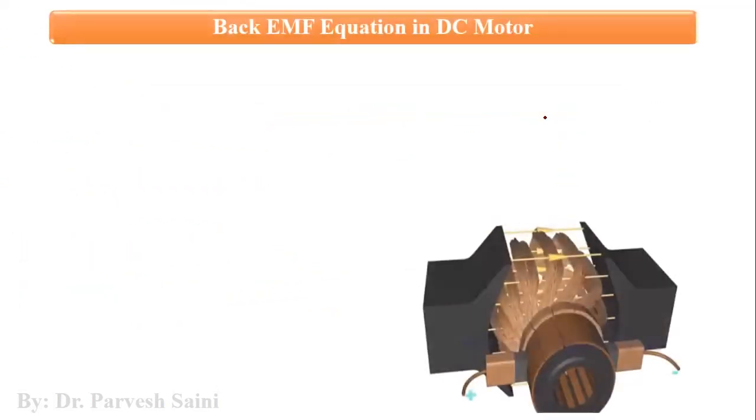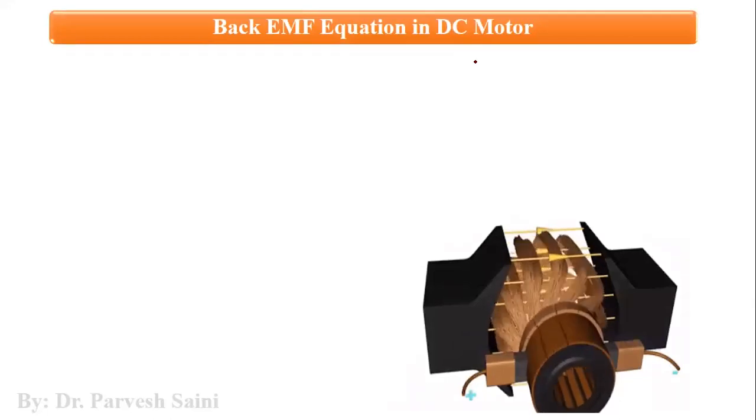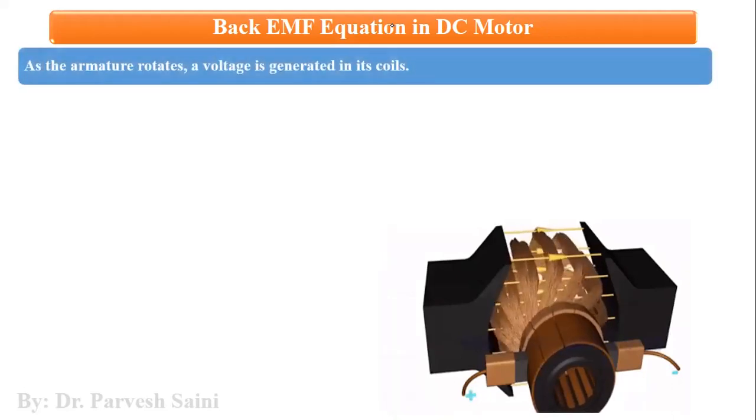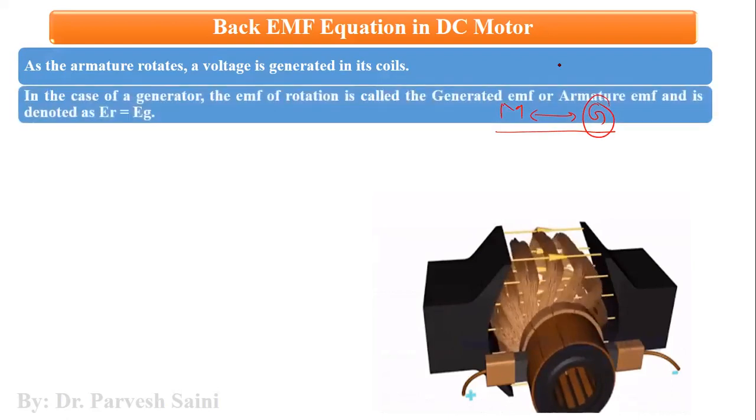Now let us come to the EMF equation in case of DC motor. Because the formation, the construction of a DC motor and DC generator is same. As far as construction is concerned, the DC motor and DC generator is same. So there is no difference as far as their circuit diagram or their classification is concerned. That means a motor can act as a generator and a generator can act as a motor.